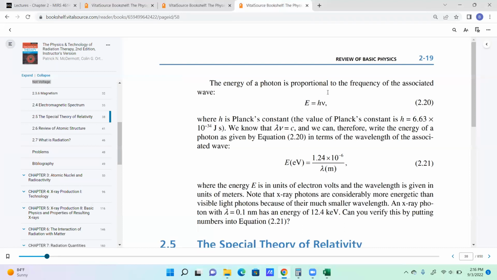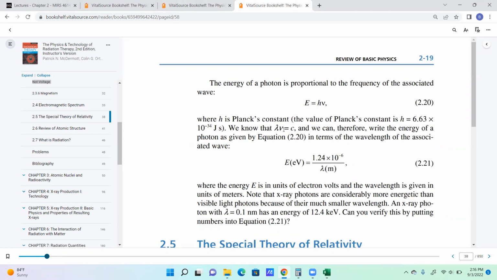If we go to page 38 of the book, we can see this particular relationship right here. We've got the wavelength times the frequency is going to be equal to the speed of light. We also see here that the energy of a photon is going to be equal to h, Planck's constant, multiplied by the frequency.